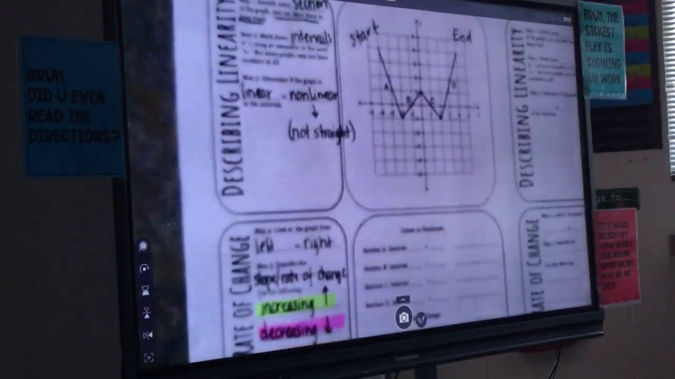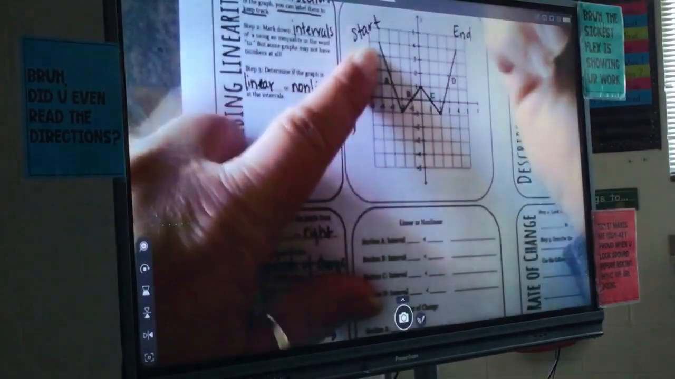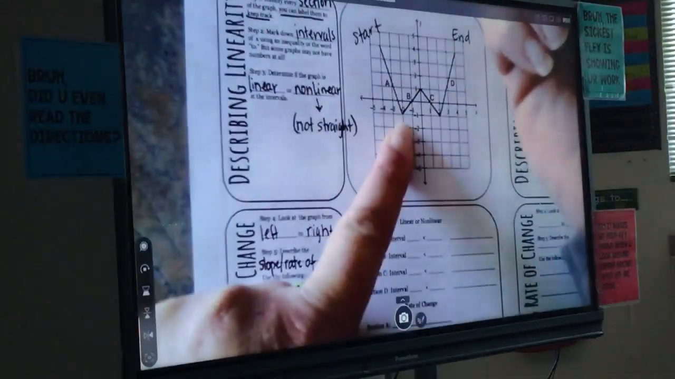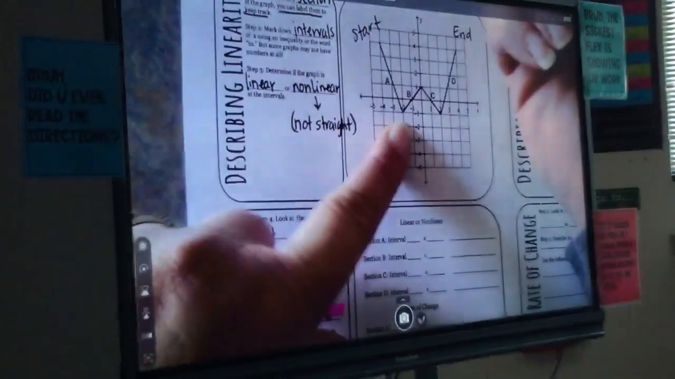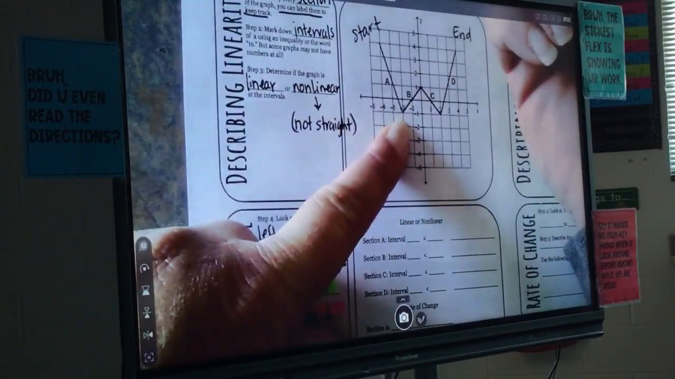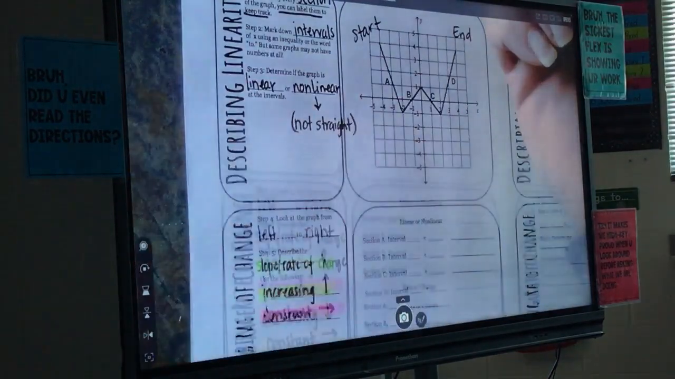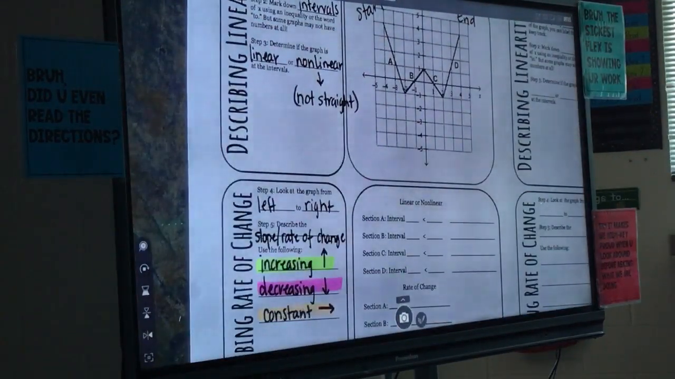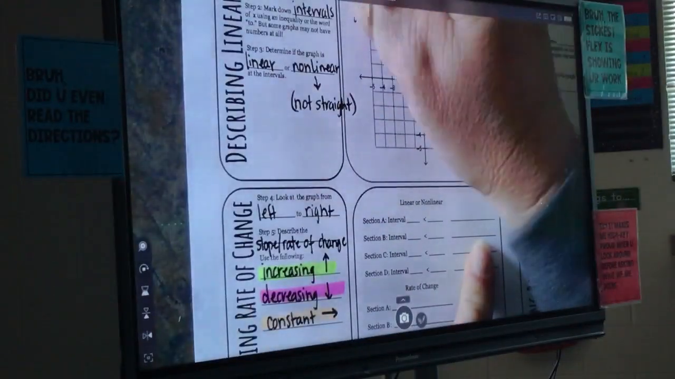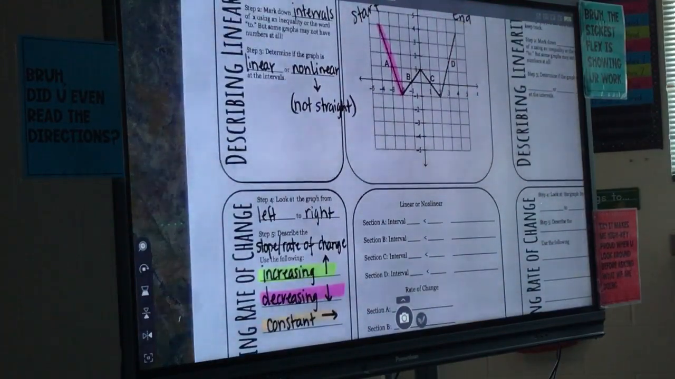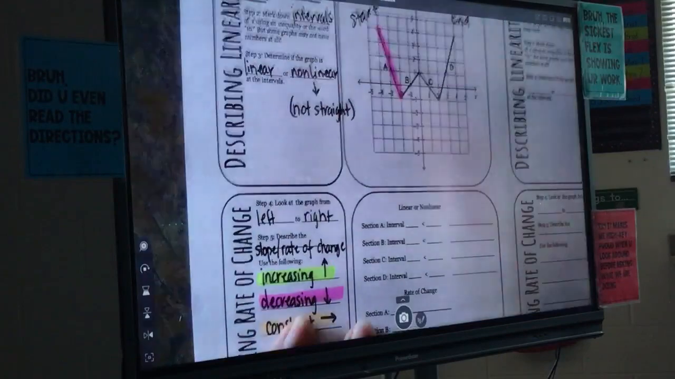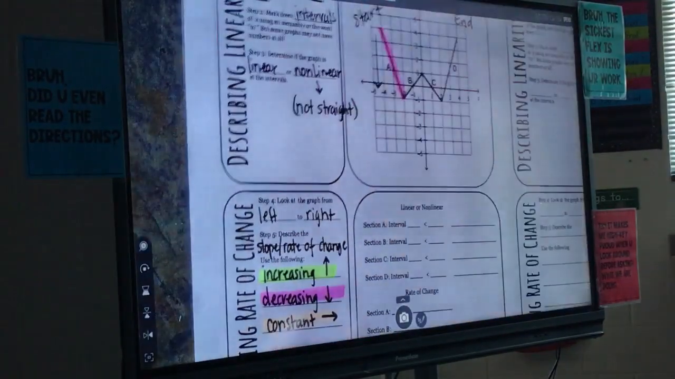All right, so decreasing. So this line from -4 to -2, is that increasing or decreasing? From -4 to -2, did we increase on this line or did we decrease? Is it going bottom to top or top to bottom? So if I start right here and I trace my line, did I go up or did I go down? Down. So therefore it is decreasing. Okay, so that is a decreasing line.